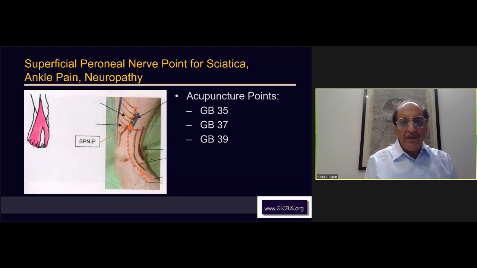Then the superficial peroneal nerve point for sciatica, ankle pain, and neuropathy. You can see the distribution of the superficial peroneal nerve on the left hand side of your screen, wherein the distribution is shown on the dorsum of the foot. And the acupuncture points to be prickled are gallbladder 35, gallbladder 37, gallbladder 39. In addition to that, you can also prickle along the pathway of the superficial peroneal nerve, which is shown with the yellow dots on your right hand side of the screen.